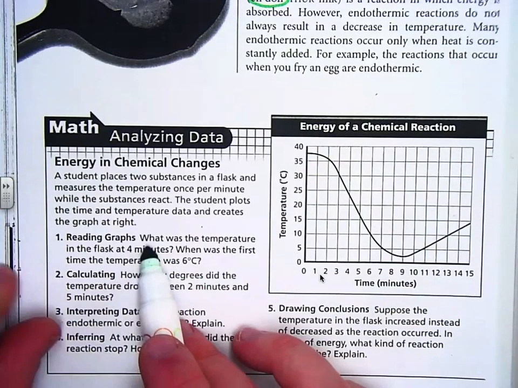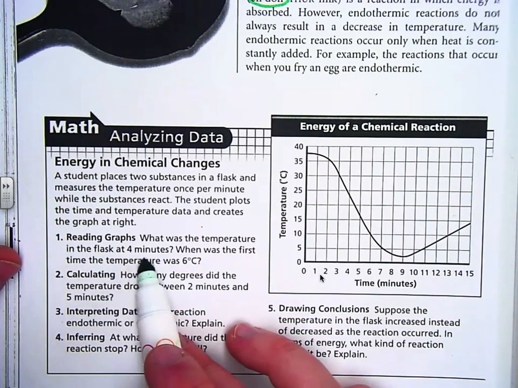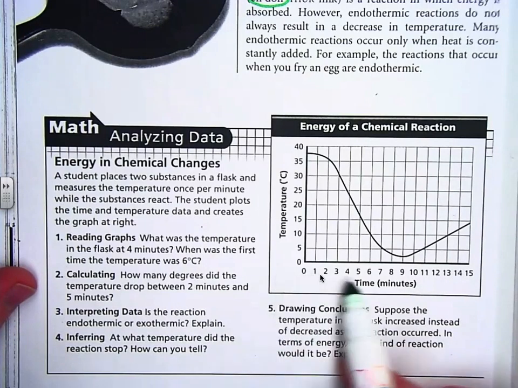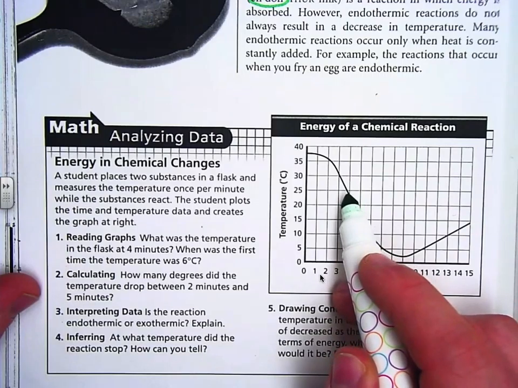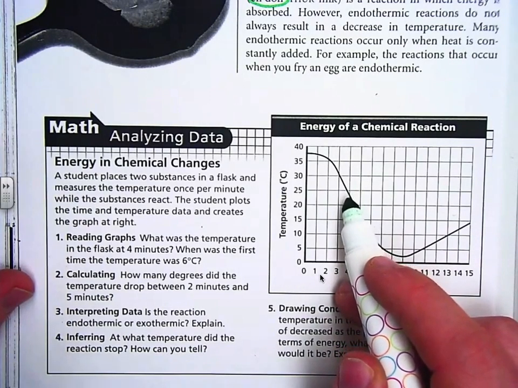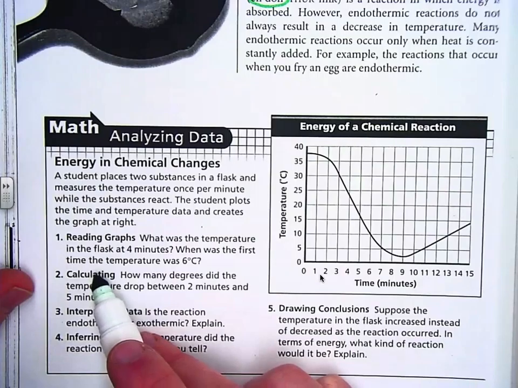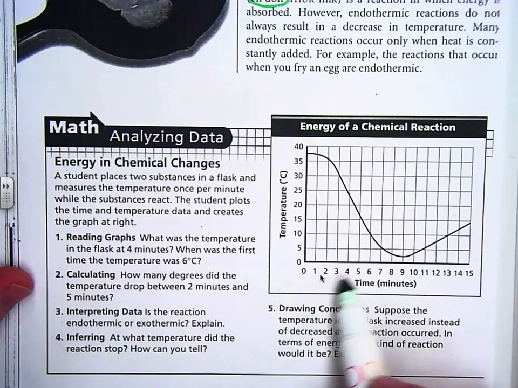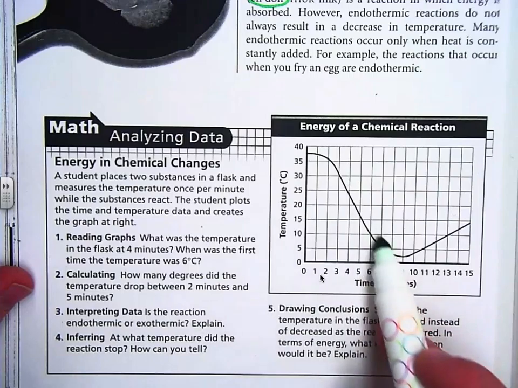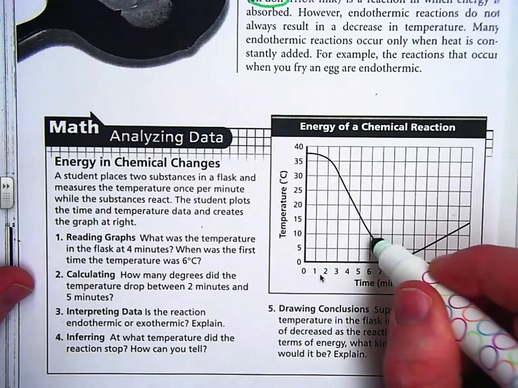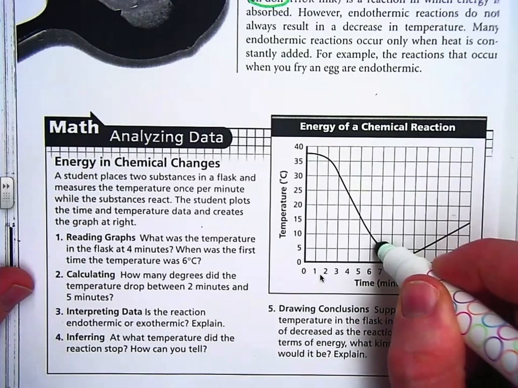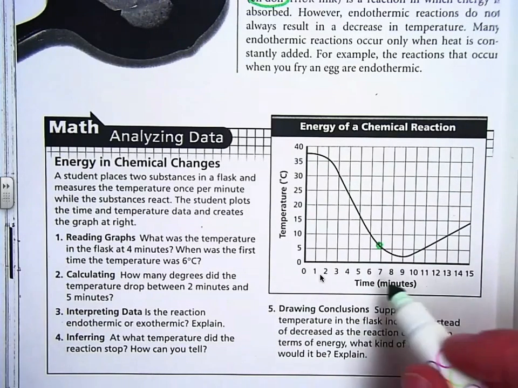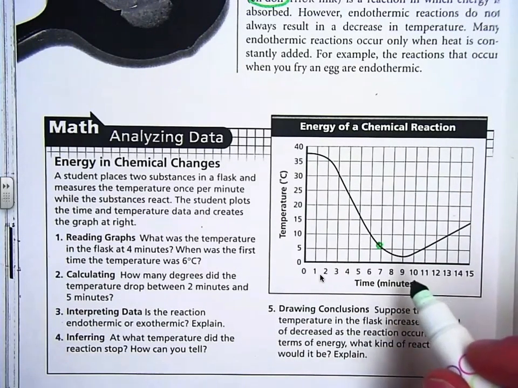First question, what was the temperature in the flask at 4 minutes? Well, at 4 minutes right here, it looks like it was about 24 degrees or so. When was the first time the temperature was 6 degrees Celsius? All right, the first time the temperature was 6 degrees Celsius was, well, I would say maybe right there at 6 degrees Celsius, so I'd say about 6 minutes and 45 seconds.